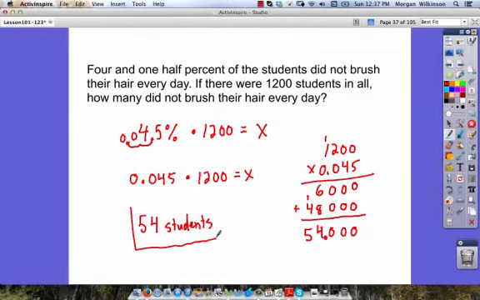In a type of problem like this, the multiplication isn't the hardest part, and neither is converting from a percent to a decimal. The hardest part is actually writing out our problem as an algebraic equation. And in order to do that, we need to think 4.5% of the total is how many did not brush their hair every day. And those keywords of for multiply and is for equal to will help us as we go through this.